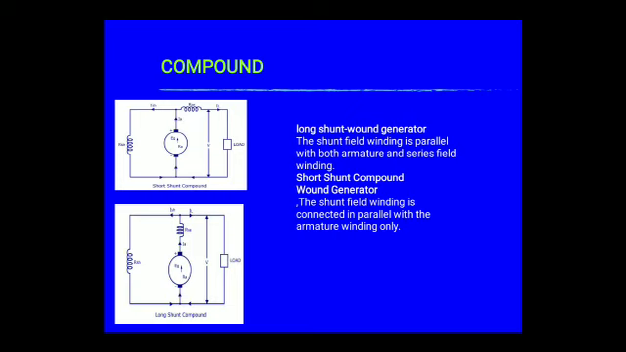And in case of long shunt compound, the IA flows through the series field resistance, and after that it is divided into two parts. One is ISH, which is supplied to the shunt field resistance, that is RSH, and the IL is supplied to the external load circuit or external load resistance. So this is the compound generator.